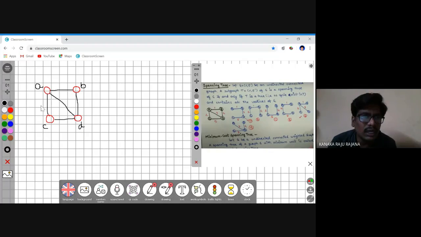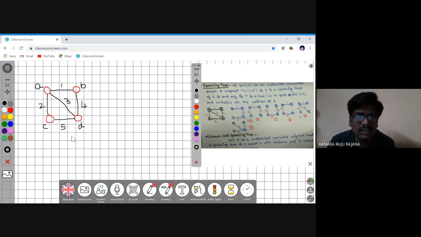Now, the edge across A and C is 2. Let us say the edge across A and B is 1, and the edge across A and D is 3, and the edge across B and D, let us say it is 4, and the edge across C and D, let us assume that it is 5.